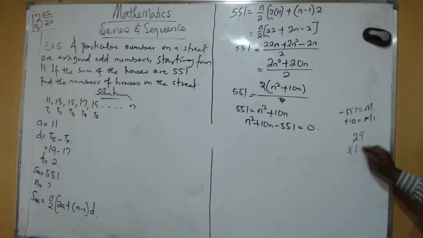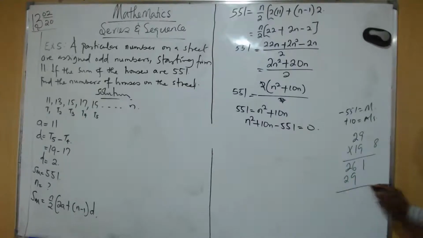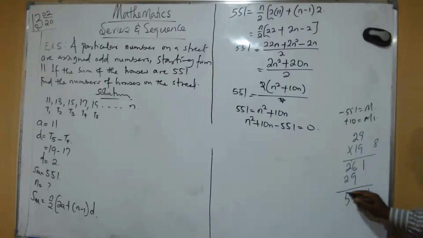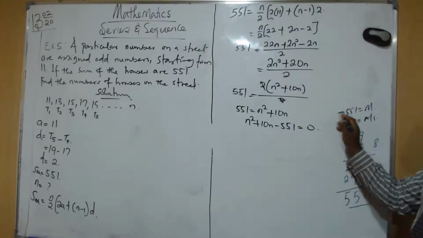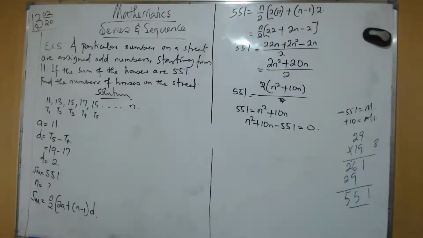29 times what? 19. Now look at this. This times this, I'm going to have what? This I have 2. That one, this is what? 15. 1. 2 plus 2, 4 plus 1, I have 5. 5, 5, 1. But the question is what? Minus. Minus. So what do we do?